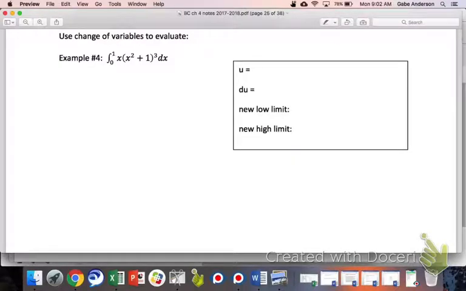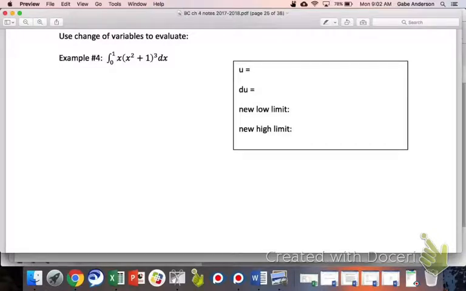Okay, so notice here that instead of just an antiderivative, we got limits from 0 to 1 on the integral. And so we're going to deal with this. We just have to deal with them. That's it. It's not really a new technique. We just got to figure out a way to deal with them. So let's just work this one together. You guys tell me, what should my u be as I seek to substitute here?